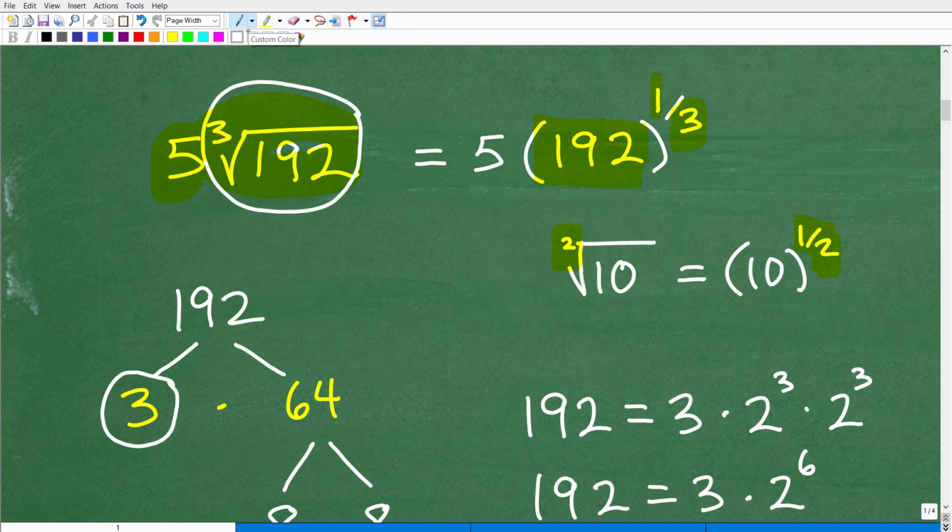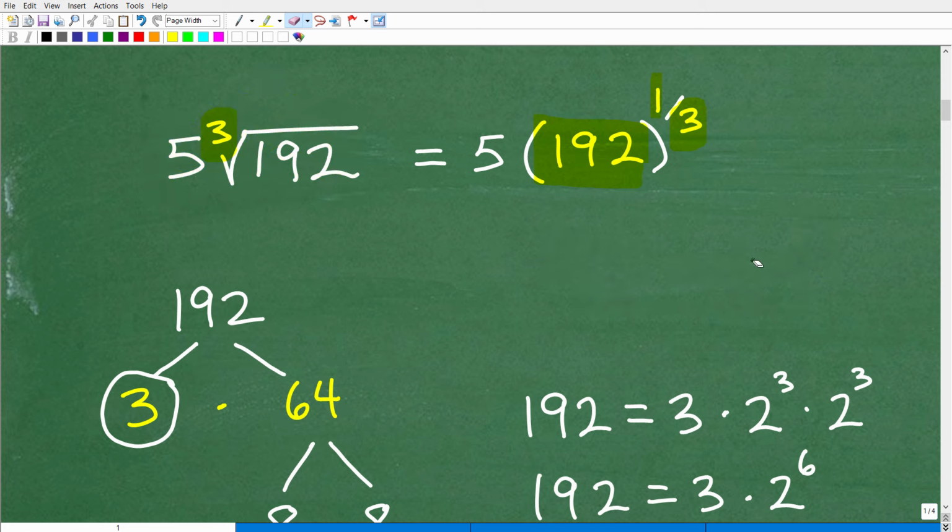This is something we call rational exponents. You definitely need to understand how this works. If you understood this, you just follow the pattern. So the cube root of 192 is the same thing as 192 to the 1/3 power. If you understood that, that's excellent. Let me go and erase this. So what we need to do is figure out what 192 to the 1/3 power is. That's really where the work is. And once we figure out what this is, we'll multiply that by 5.